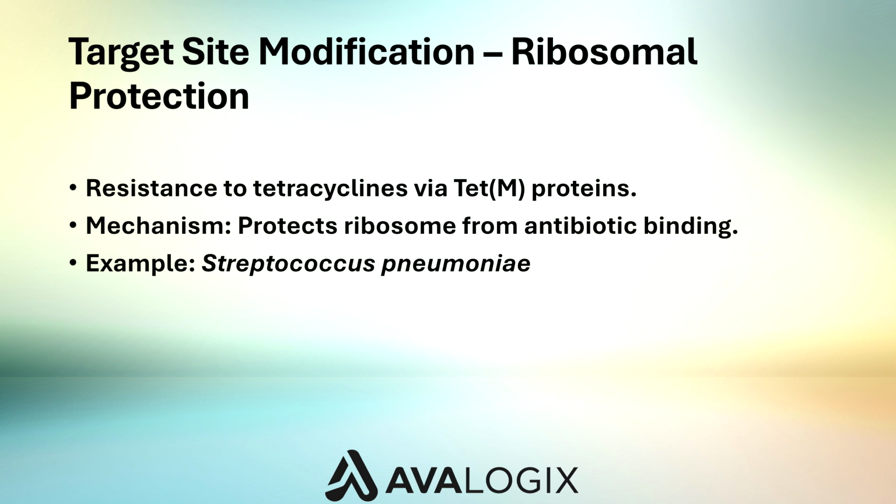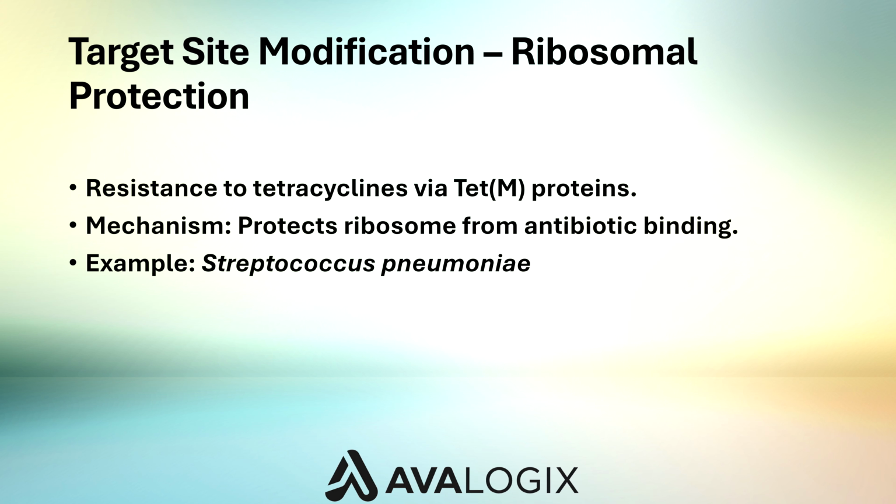Let's explore another type of target modification, ribosomal protection. Many antibiotics target bacterial ribosomes to shut down protein synthesis. For instance, tetracyclines bind the 30S subunit, blocking the attachment of aminoacyl tRNA. This halts translation. Some bacteria have evolved ribosomal protection proteins, RPPs. These proteins physically dislodge the antibiotic or change the ribosome's conformation so the antibiotic can no longer bind effectively.